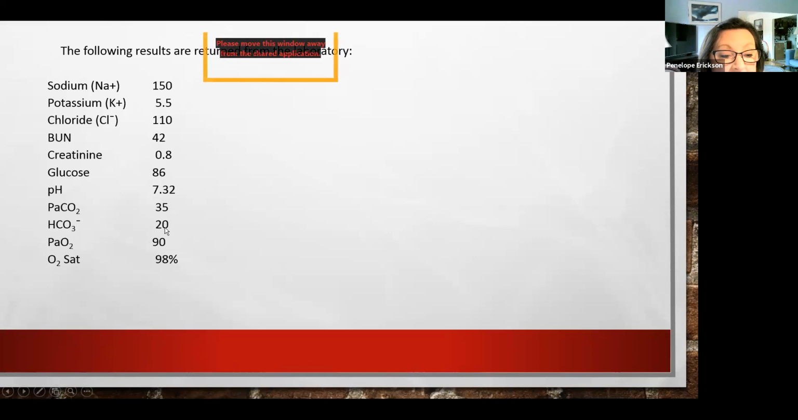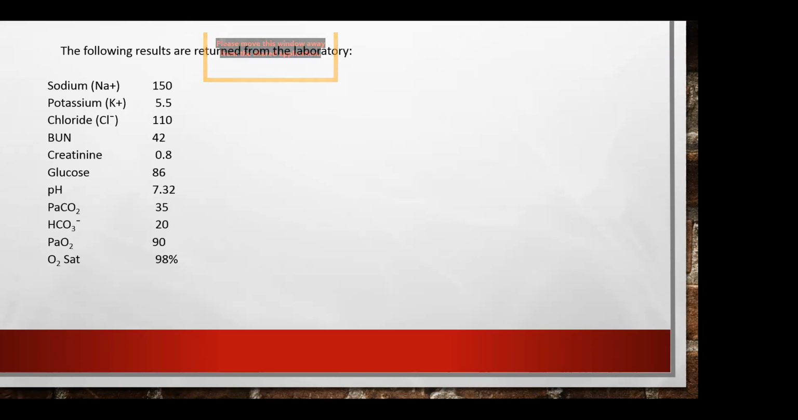And then his bicarb. So remember, what's the normal for bicarb, Letty? Do you remember? 22 to 26. Yep. So what do you think about that? It's a little low, so he doesn't have enough base, right? So he's probably been having some diarrhea with the vomiting, and he has.